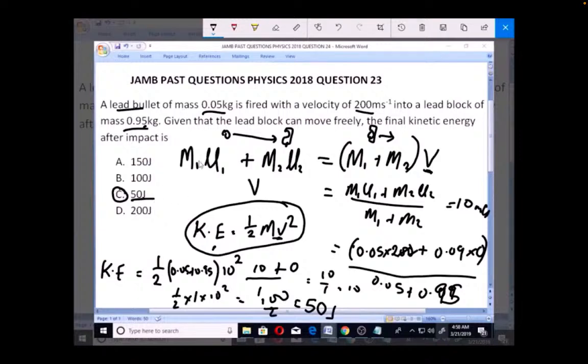So you can see how we came about this by quoting this initial formula for impact. Whenever there is a collision, and we have one thing colliding with the other, with their initial velocities and their masses, to form this final velocity when they are now together. So if you make this V the subject of the formula, using the values we have, noting that the velocity of the second, the lead block, is 0 because it's not moving, we'll get V as 10. So if we put it in this equation for kinetic energy, which is half mv squared, we'll get kinetic energy as 50 joules, which is the answer.